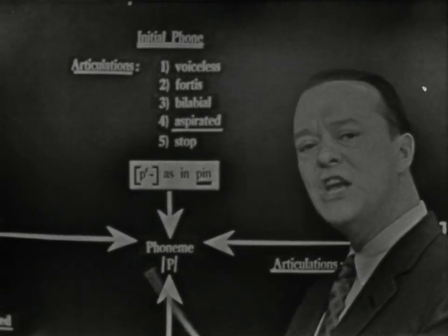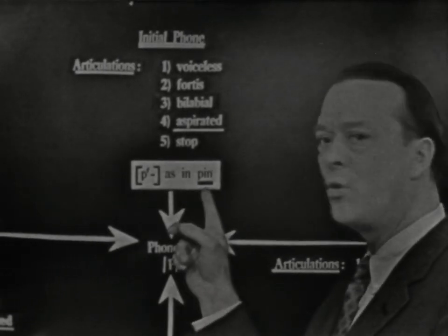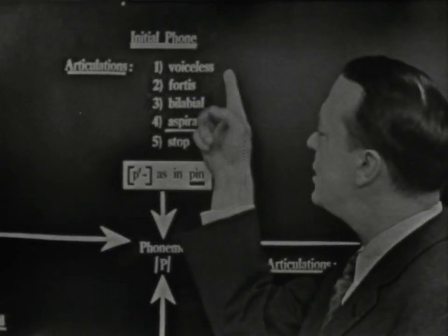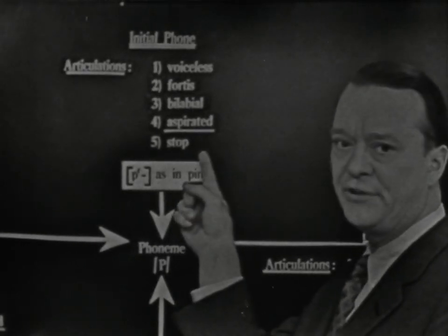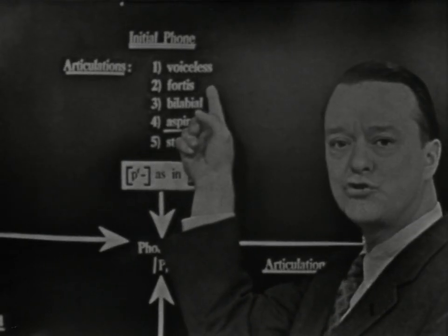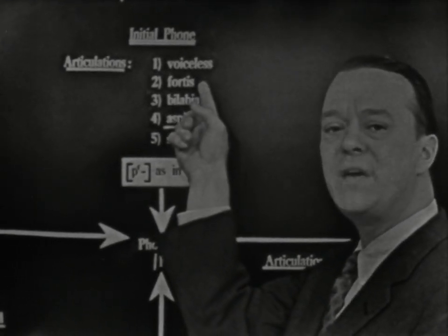First, I'm going to take the initial P sound as we hear it. That is the first sound in the word pin. And I'm going to show you the articulation units. It's a voiceless bilabial stop, the sound in pin, according to what we've just learned. In addition, it's fortis. That is, there's a strong amount of muscle contact when we say the sound in pin.